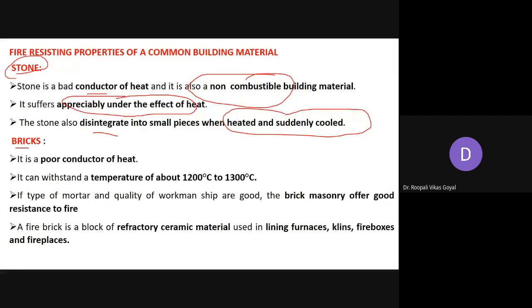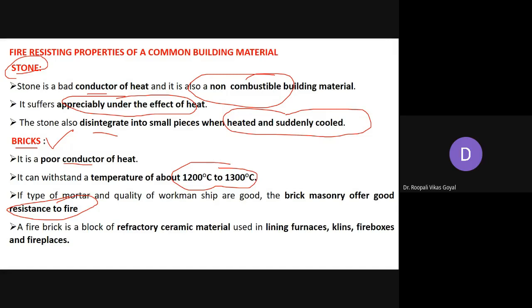Next is brick. It is also a poor conductor of heat, and it can withstand temperatures up to 1200 to 1300 degrees centigrade. And if you are using a good quality mortar and the workmanship is also good, then brick offers good resistance to fire. So you can say that brick is a very good material as far as the fire resistant property is concerned. And also the particular fire brick, that is a block of refractory ceramic material. So that is a fire resistant kind of brick.